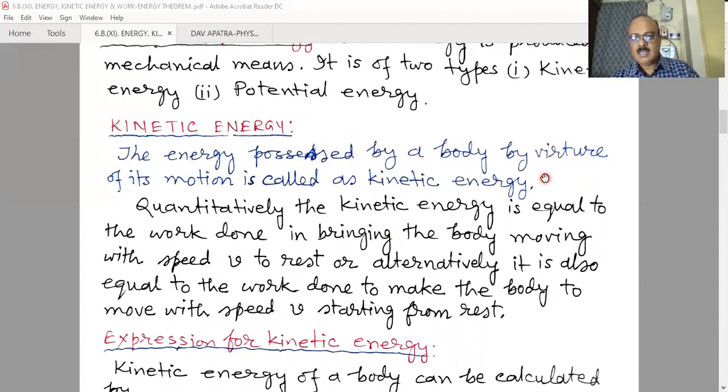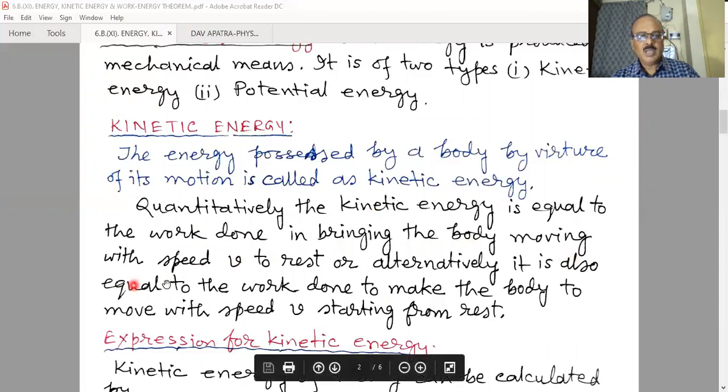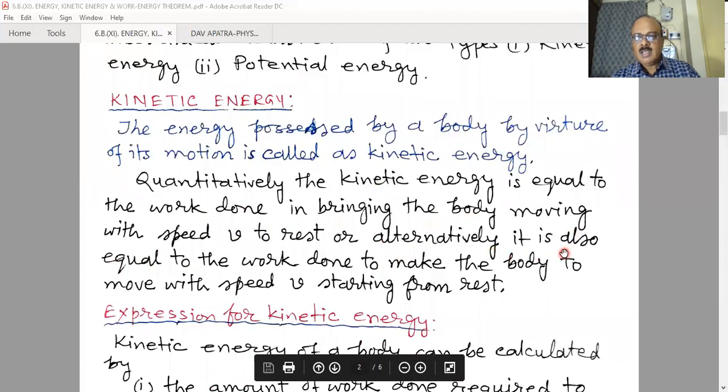Quantitatively, the kinetic energy is equal to the work done in bringing a body moving with speed v to rest, or alternatively, it is also equal to the work done to make the body move with speed v starting from rest. In these two ways we can measure the kinetic energy.